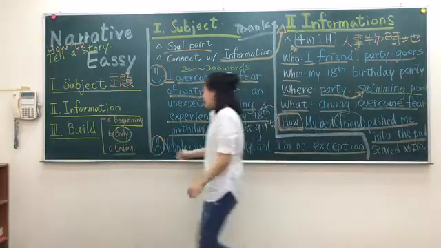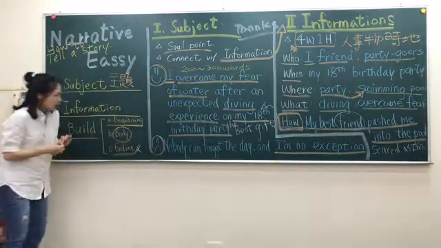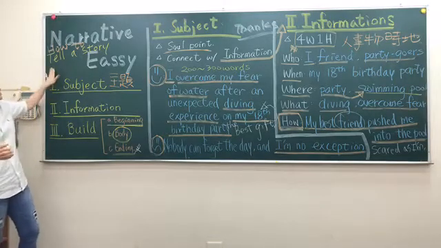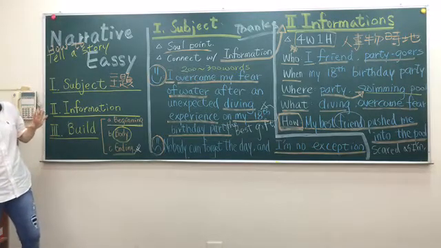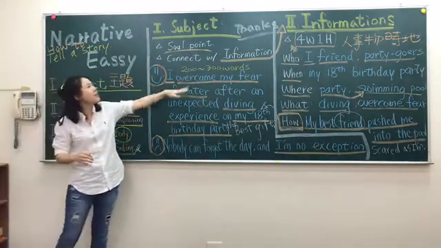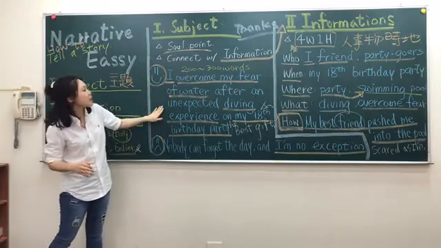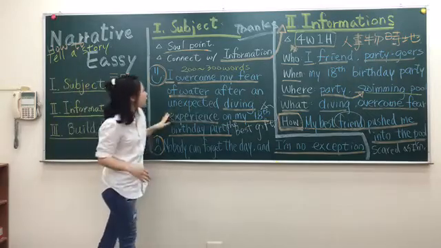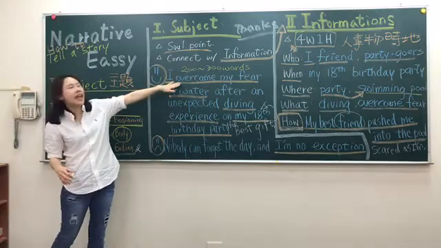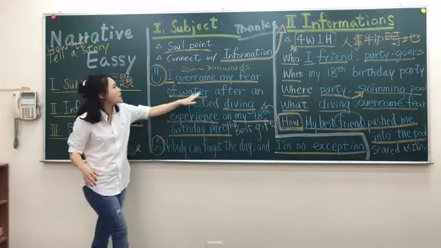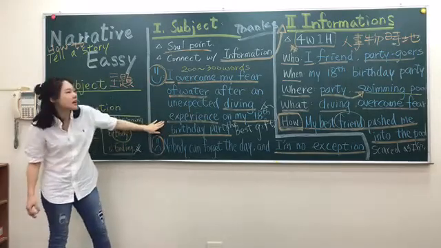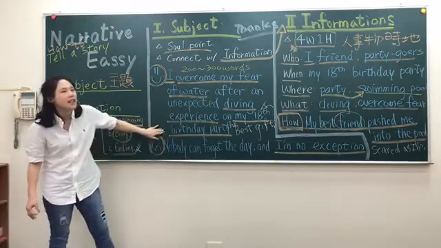Okay, the ending here. No problem with it? Sure? Okay, now can we read the sentence all together? For example, here. We don't talk about subject information right here. I overcame my fear of water after an unexpected diving experience on my 18th birthday party. Go. I overcame my fear of water after an unexpected diving experience on my 18th birthday party.